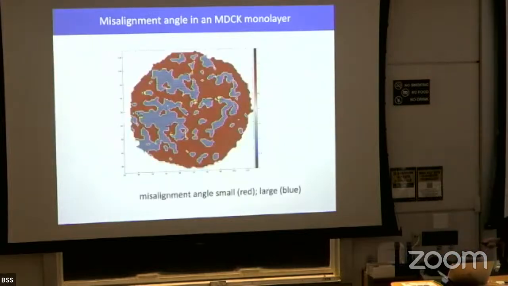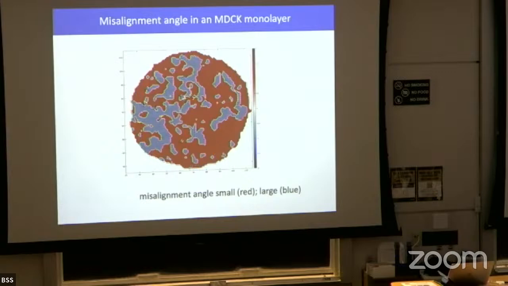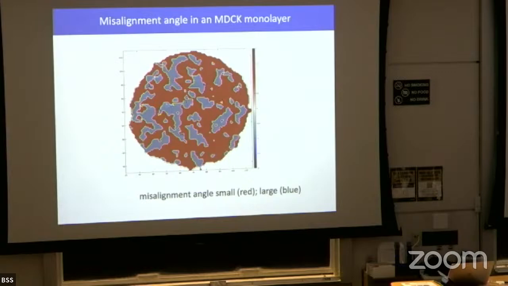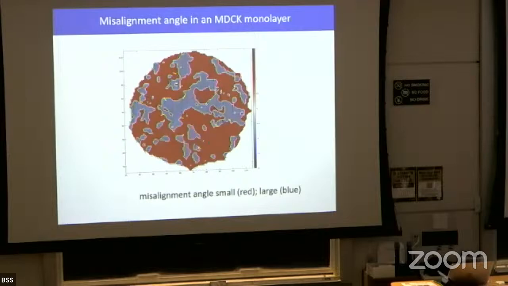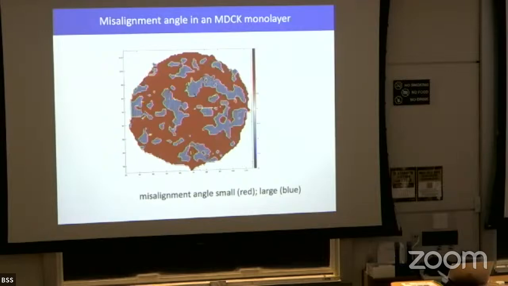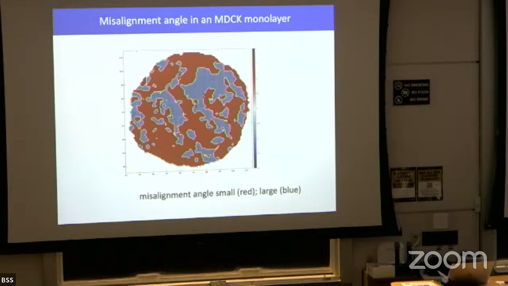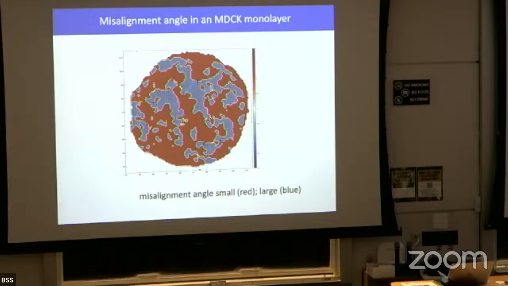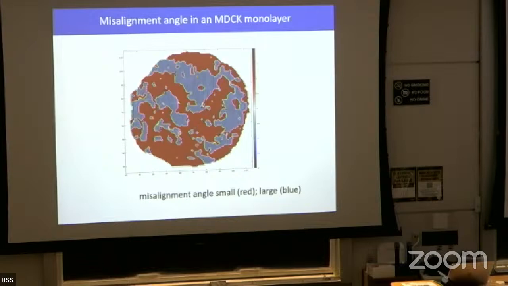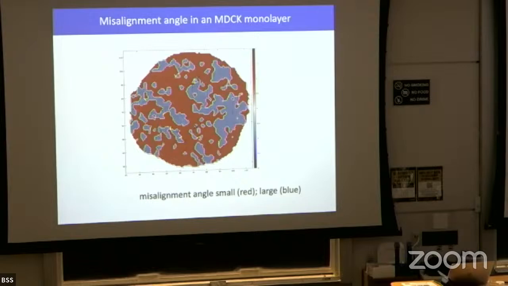Okay, this is a movie of the same thing. Again, experimental data taken, I think, every 15 minutes. And you can see that the extensile patches are evolving with time. And the amount of things can change from extensile to contractile and back again, i.e. the misalignment angle can swing from 45 to less than 45.